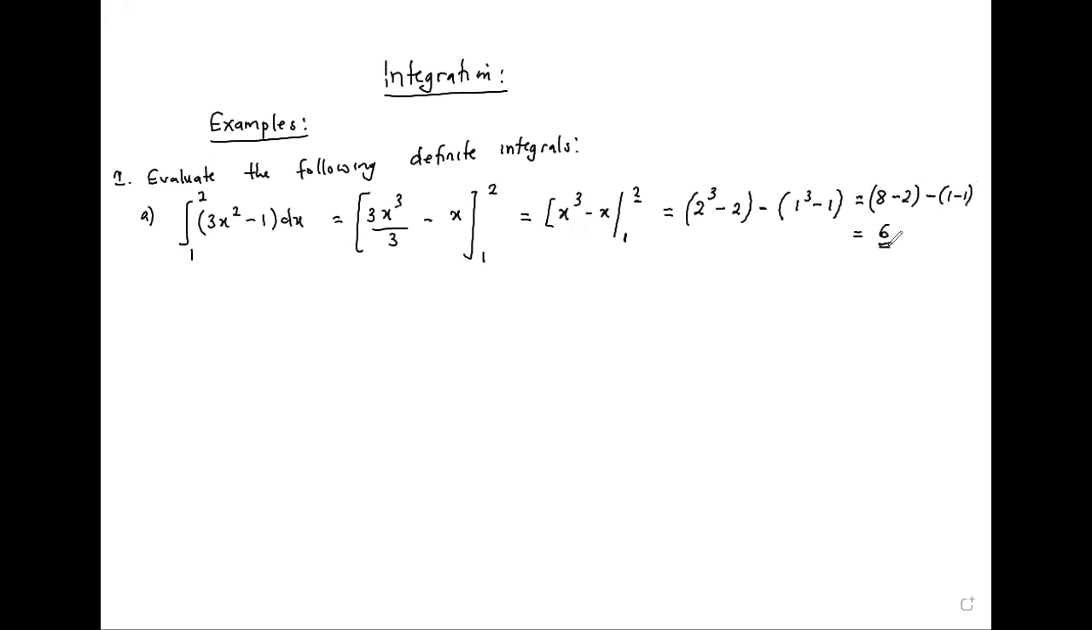So 6 is the integral from 1 to 2 of 3x squared minus 1. It's called definite because it has numbers 1 and 2. Here the interest was just on the substitution of 1 and 2 and not the integration, because it's a very, very easy question that no one may ask.